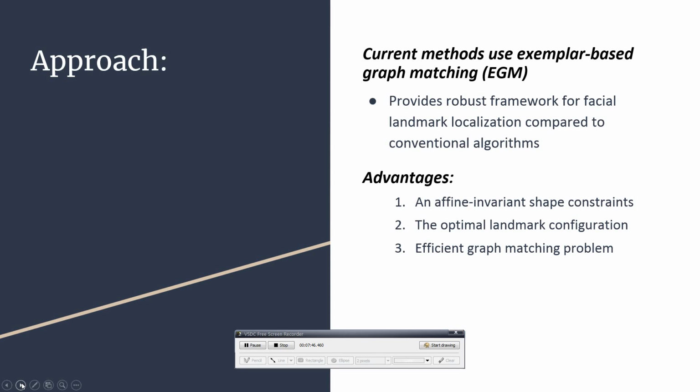Lastly, the graph matching problem can be optimized efficiently by linear programming. So we used MATLAB in our project, and MATLAB runs a lot quicker when you process arrays versus when you process several lines of code.